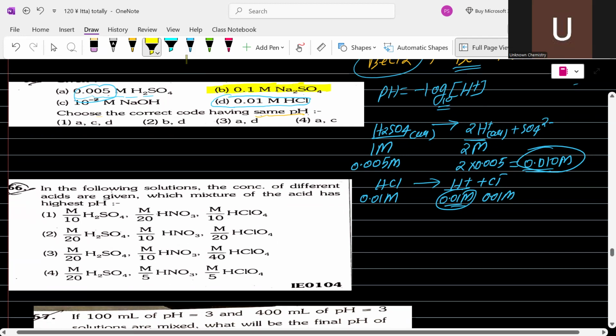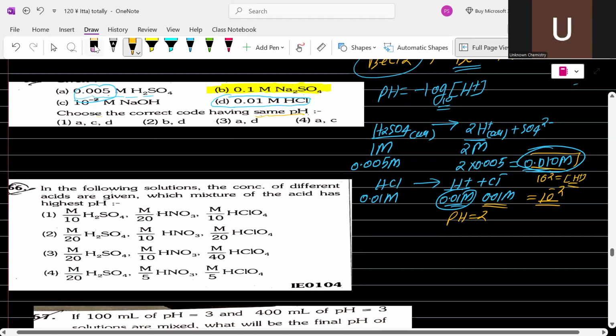Na2SO4, here there is no H plus ion, so this will not have the same pH, right? What is the pH of this solution? This solution has 10 raised to power minus 2, that means pH is 2, right? Here also, what is the concentration of H plus ion? 10 raised to power minus 2, that means pH is 2. This is H plus ion, that means pH is 2.